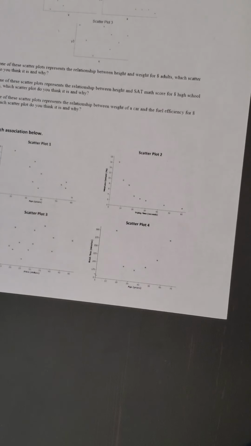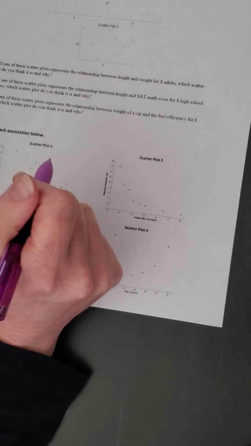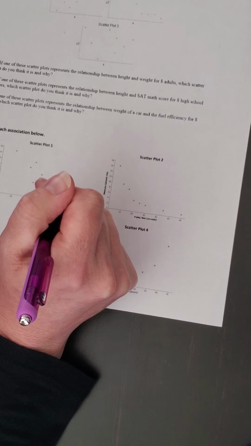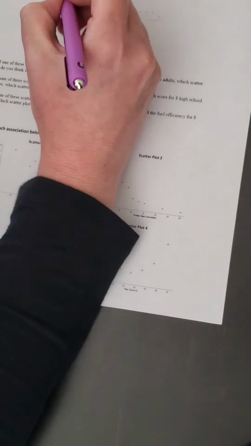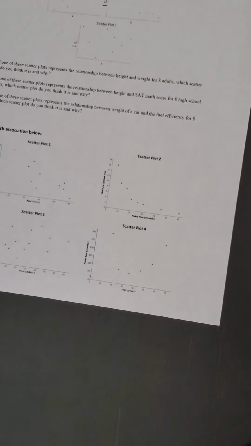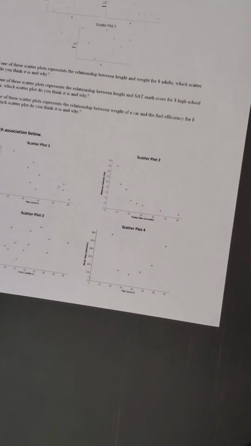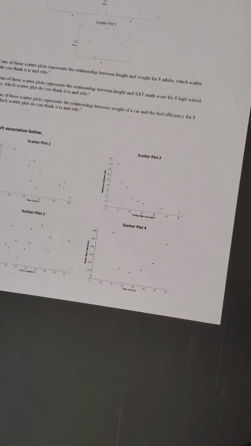So for example, below are 3 scatter plots. The scales on the X and Y axis have been left off, so you will have to think carefully about the relationships. So they're calling this Y1, right, scatter plot 1, this is scatter plot 2, and this is scatter plot 3. So they're identifying those for you. If one of these plots represents the relationship between height and weight for 8 adults, which scatter plot do you think it is and why?